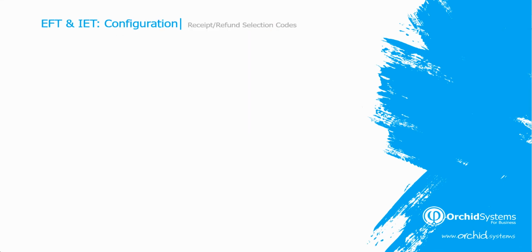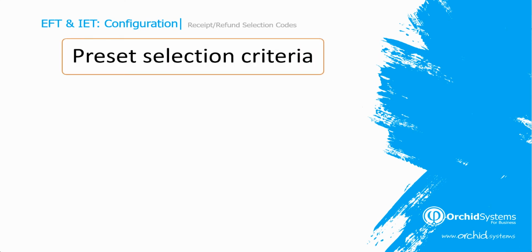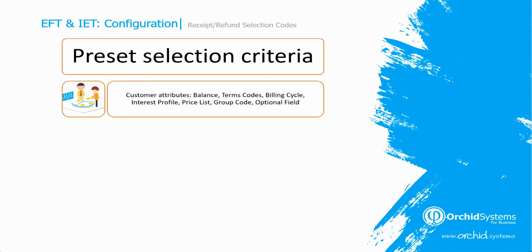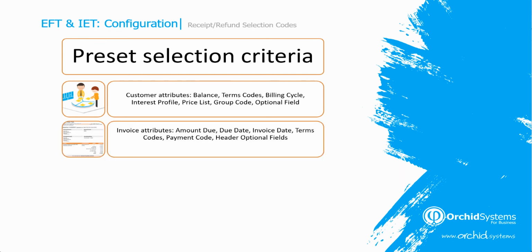Sitting behind the Create Receipt and Refund batch is the receipt refund selection codes. So you can preset the selection criteria for the different transactions that you want to create. The criteria can be based on the customer's attributes, for example, the balance or the terms codes, billing cycle, interest profile, price group, account set, and optional fields. Or it could be based on the invoice attributes, the amount due, the due date, the invoice date, the terms code of the individual invoice, payment code, or invoice header optional fields.